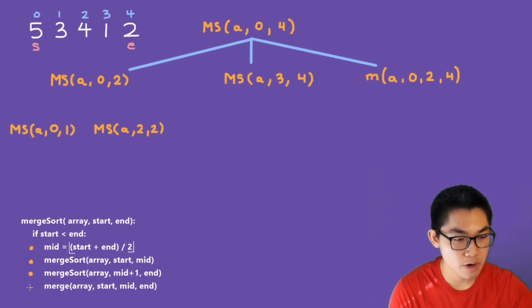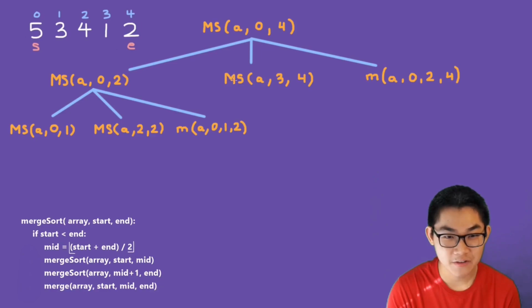And then we will merge everything together. We have the array. Then we have the start, which is going to be 0. Then the mid is 1. Then the n is going to be 2. We will do the same thing for this one. So we have the array, then this is the start, this is the n.